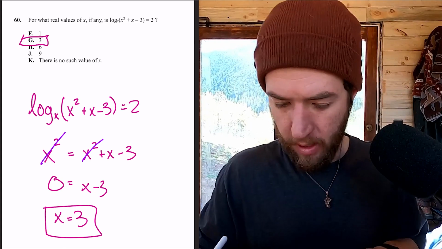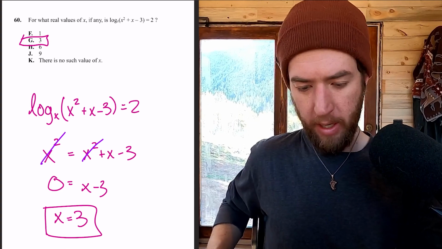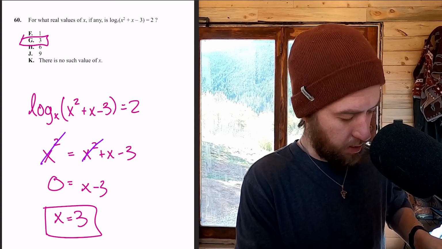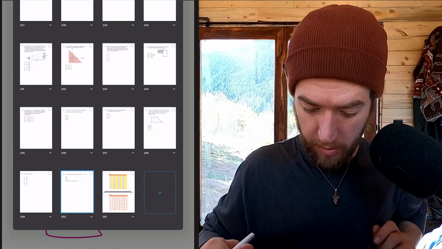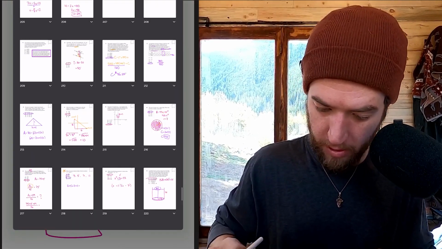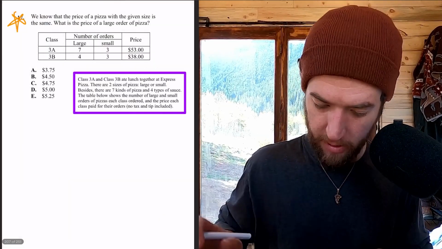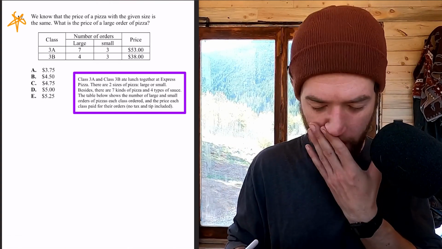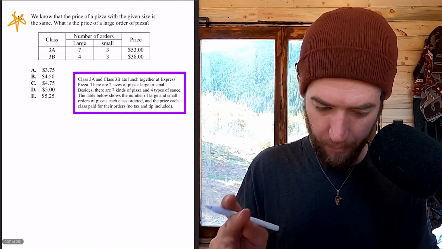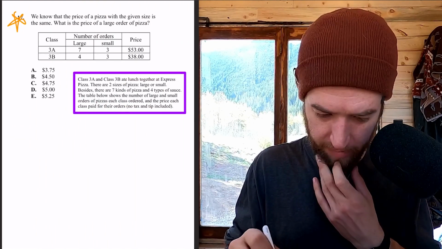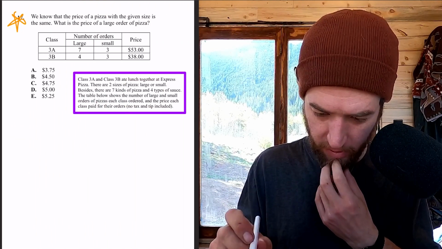Yeah. Okay, let's check our time here and see how much time we have to go back and redo. So we have 8.5 minutes here. And I know that there was a chunk of a handful of questions that we didn't even start on. That's going to be here. So let's start here. We know that the price of a pizza with the given size is the same. What is the price of the large order of pizza?